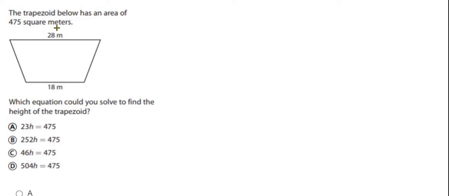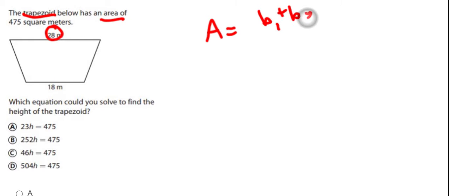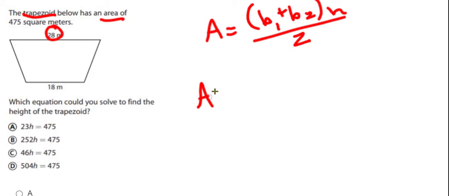Okay, so we have a trapezoid, area of a trapezoid. So we're going to write down the formula for area of a trapezoid. In a trapezoid we have two different bases. We have base 1 plus base 2. So we're going to add up the two bases, multiply by the height, and divide by 2. That's our formula.